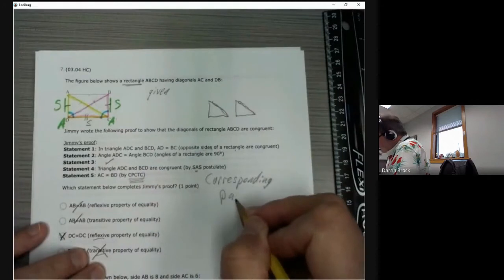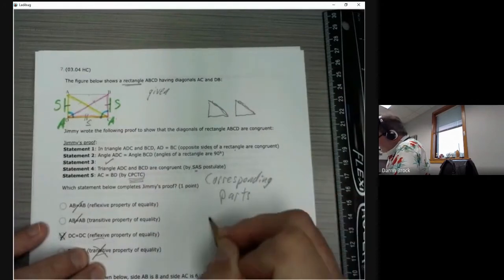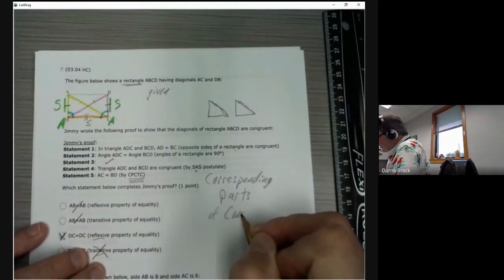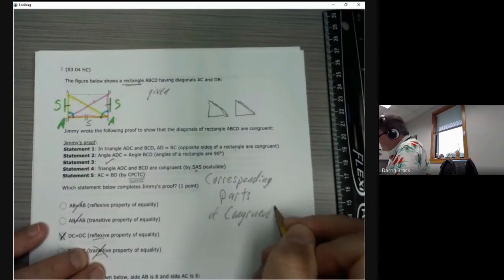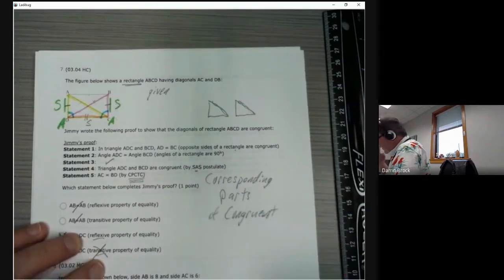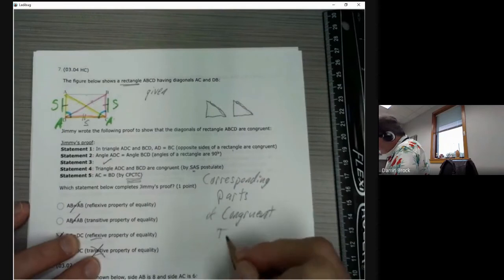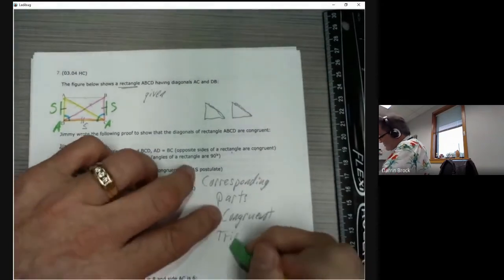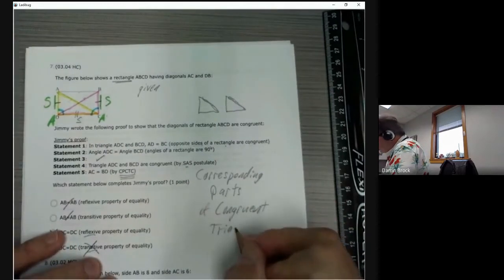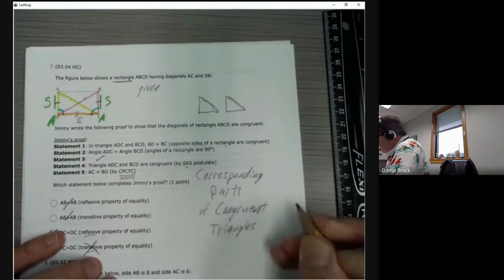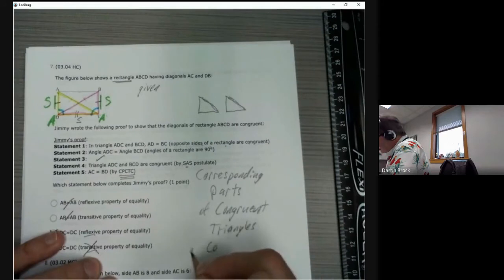Corresponding parts of congruent triangles. Congruent means identical. It means the same. It means the angles are the same. It means the lines are the same. Corresponding parts of congruent triangles are congruent.